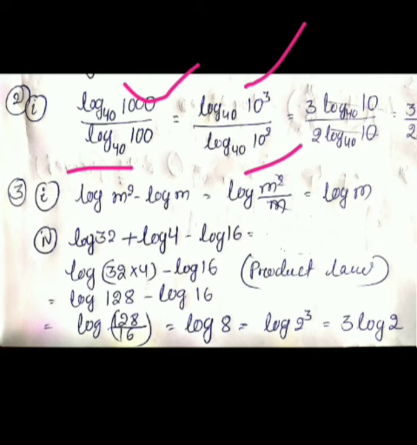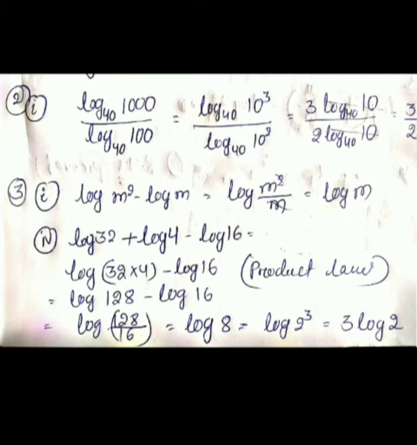You have to follow the power rule. Power law of logarithm, according to that, it will be 3 log 40 and it will be 2 log 40. So 2 log base 40 to the 10, and here 3 log of 10 to the base 40. So this 2 will cut, 3 by 2 you will get. 3 by 2 is our answer.